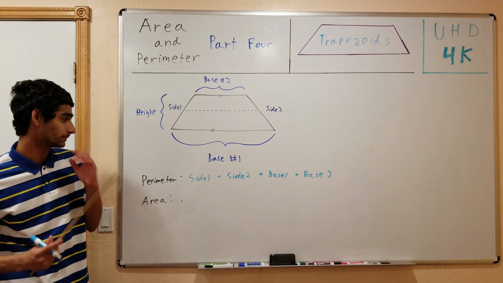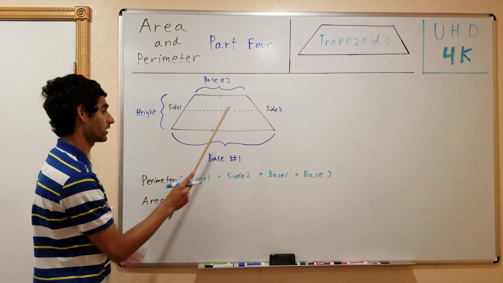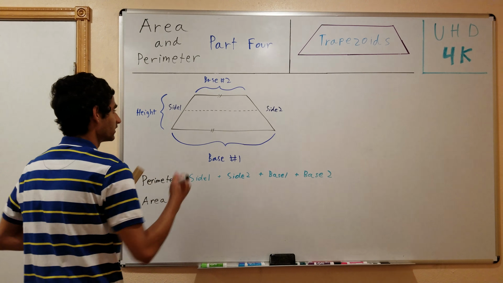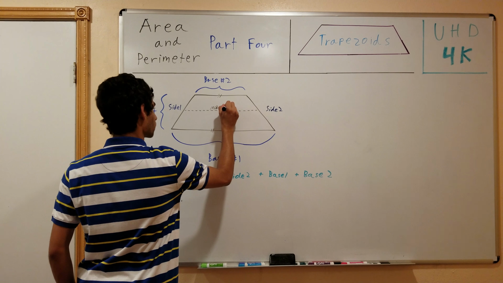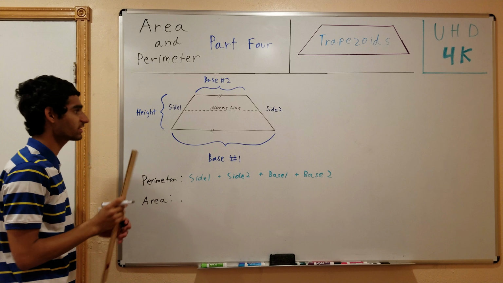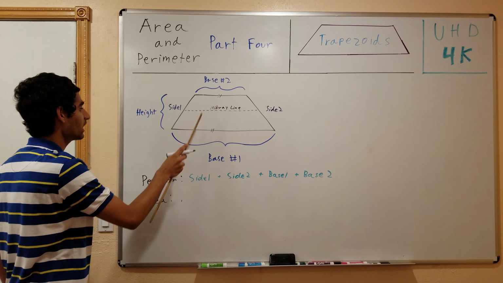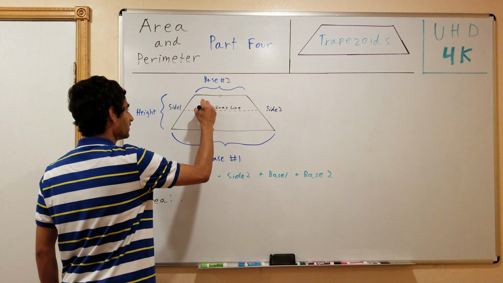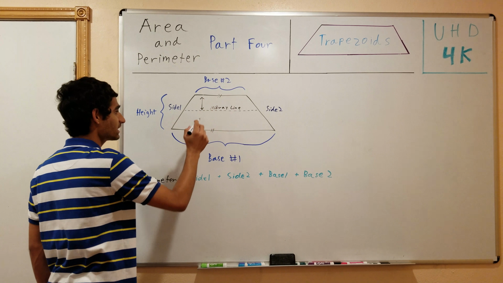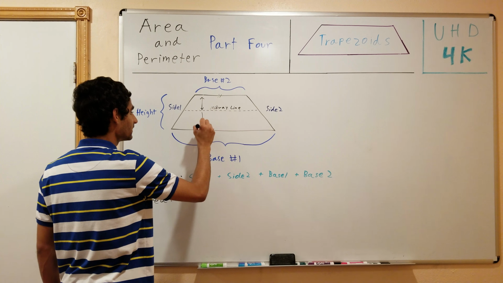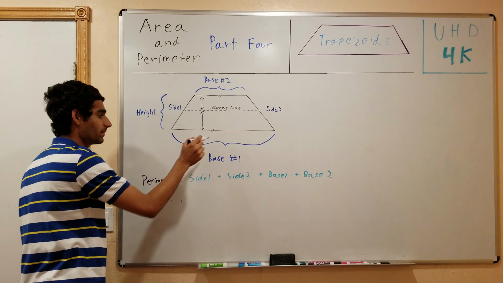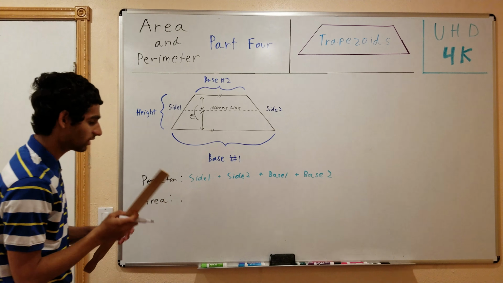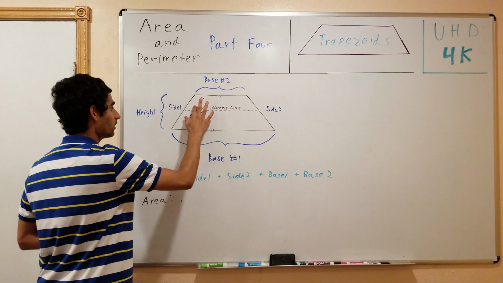Let's move on to area now. So you see, I've drawn this line over here, and I'm going to call this the midway line. That's because this line is found exactly halfway in between base number 1 and base number 2. So by that I mean that this distance over here, the distance between the midway line and base number 2, and this distance, the distance between the midway line and base number 1, are equal to each other. These two are equal to each other. So now let's calculate the area.